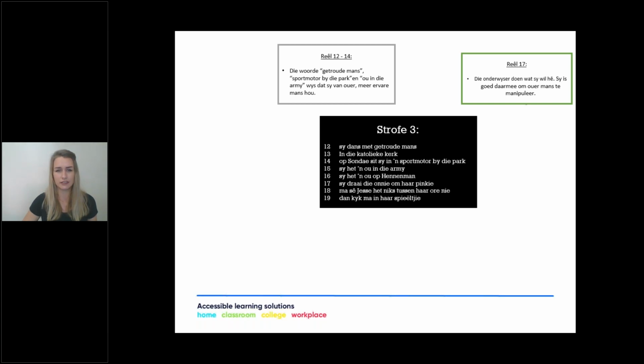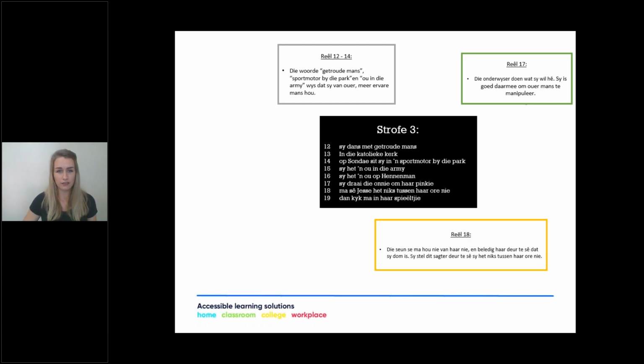Dan reël 17. Sy draai die onnie om haar pinky. That means that she has got the teacher wrapped around her finger. This means that this teacher does anything that she asks him. And also that it shows how good she is at manipulating older men.